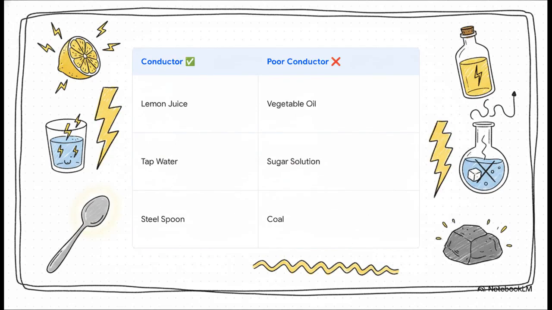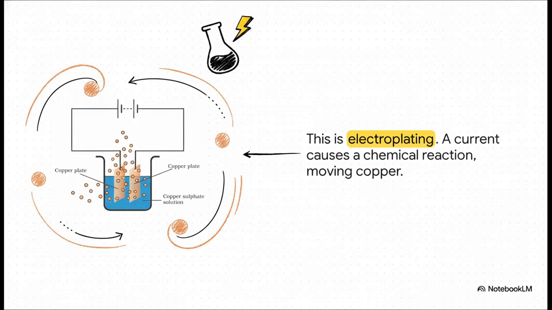Now, it's not just about solids. Some liquids are great conductors, while others are pretty terrible. For instance, lemon juice and tap water both conduct electricity pretty well. That's because they have tiny charged particles in them that the current can use to travel. But things like vegetable oil or sugar water, they don't have those free-moving particles, so the electricity just hits a dead end. So how do we actually use this in the real world?